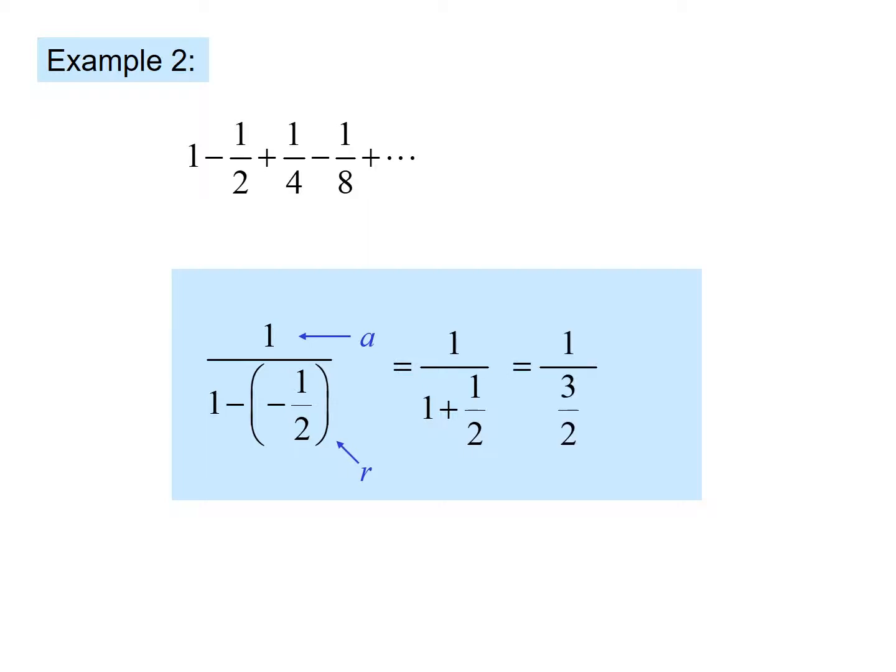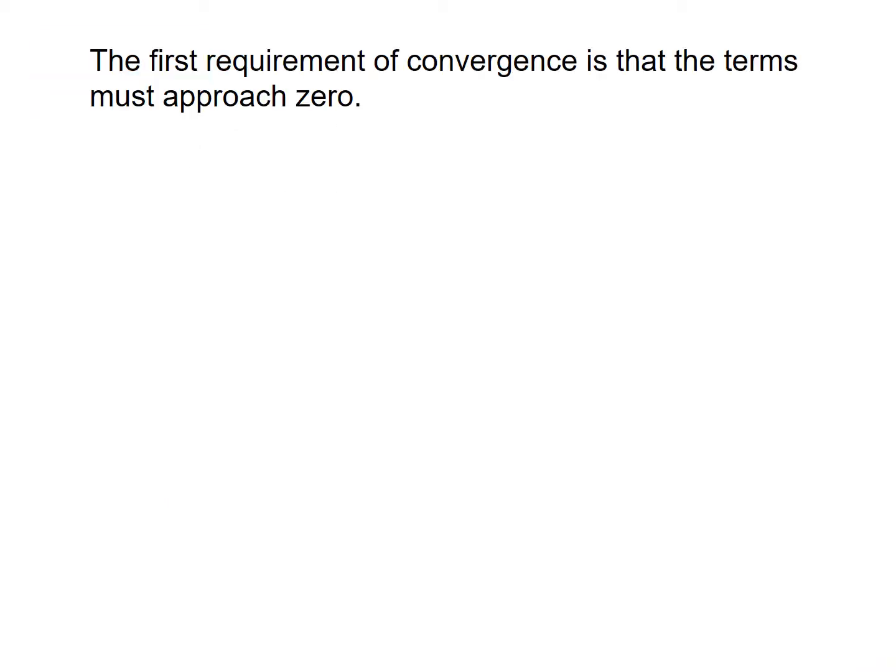If we simplify this down, we end up with 2/3. So this series converges to 2/3. Okay, now if we look at any series in general, the requirement for a series to be able to converge is that the terms must approach zero.